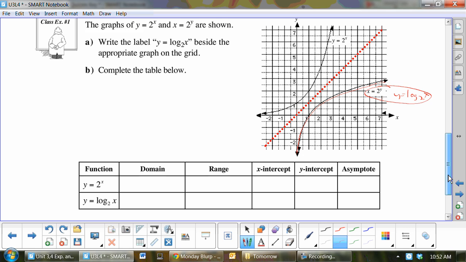Now let's look just at the blue graph right now. This is the blue graph. What would be the domain of the blue graph? X in the reals. How about the range? Y has to be greater than 0. X-intercept? None. Y-intercept? 1. Asymptote? Y equals 0.